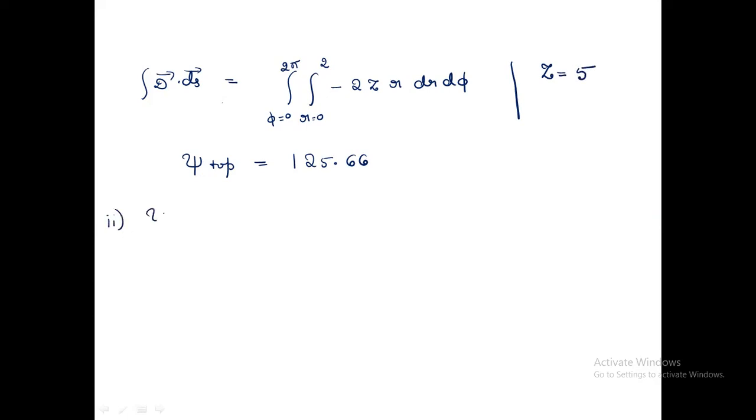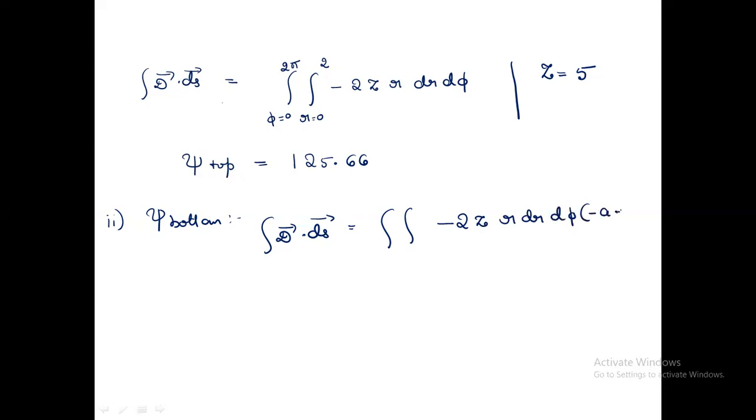Remember, at the bottom surface, now let me consider psi bottom. So here, D dot dS, again you will have the same thing, but the change will be in minus 2z r dr d phi. Here it will be minus, it was minus az cap. I'm not writing that because we have taken the dot product. So this minus I will write over here. But what about the z value? Z equal to 0. So obviously psi bottom is also equal to 0.